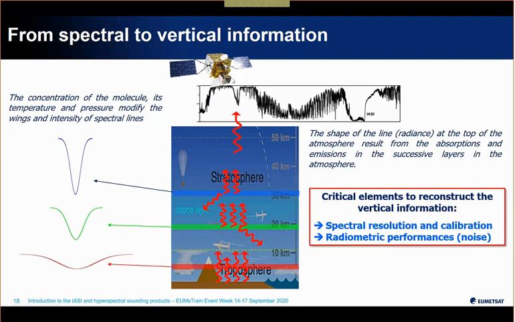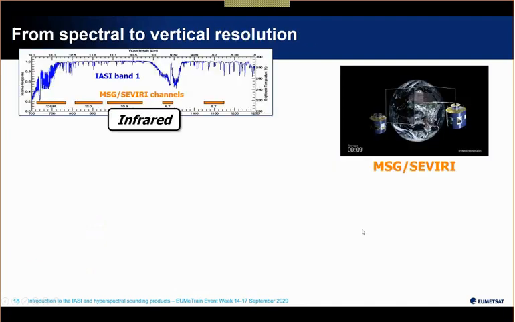And by being able to resolve these absorption lines, we can infer the vertical distribution in concentration, but also in temperature and humidity, for instance. And what is critical to that is the spectral resolution of the instrument and the radiometric performances, which I will illustrate now. So what we're seeing here is an extract of an IASI spectrum. Okay, so we see clear, very small detailed absorption features.